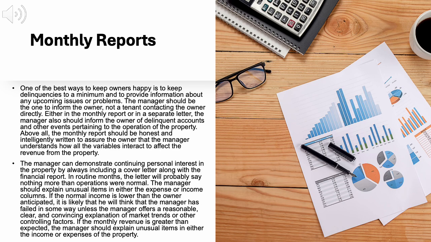One of the best ways to keep owners happy is to keep delinquencies to a minimum and to provide information about any upcoming issues or problems. The manager should be the one to inform the owner, not a tenant contacting the owner directly. Either in the monthly report or in a separate letter, the manager also should inform the owner of delinquent accounts and other events pertaining to the operation of the property. Above all, the monthly report should be honest and intelligently written to assure the owner that the manager understands how all the variables interact to affect the revenue from the property.